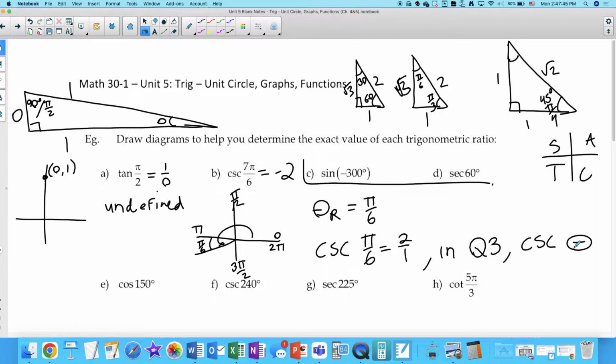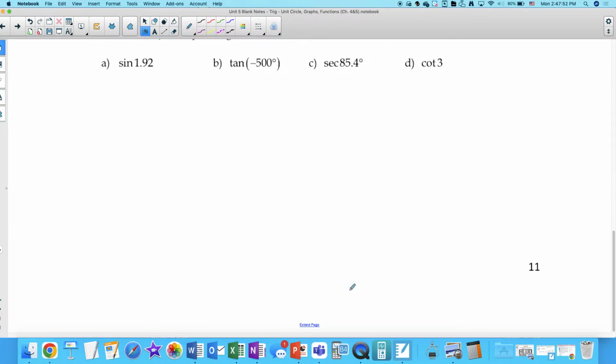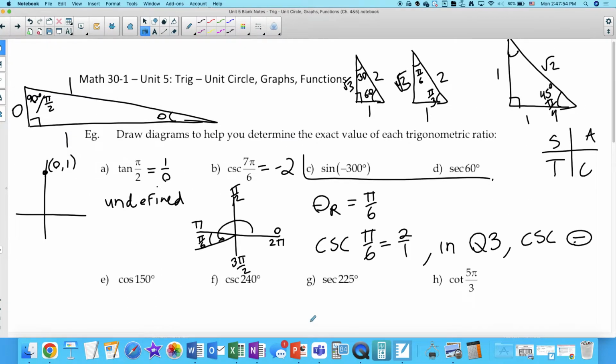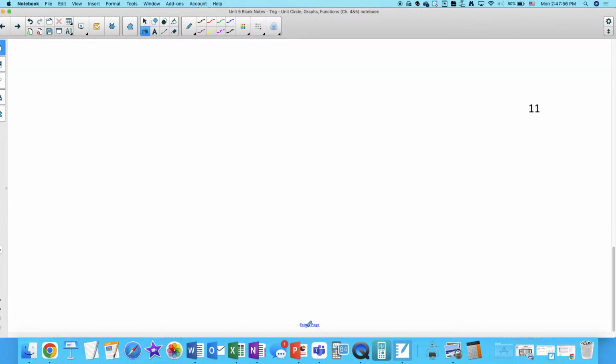Now I obviously am not going to have enough room to do this. Sine of negative 300, I'm going to have to do this way down here. And what's the other one? Sec of 60. Okay.